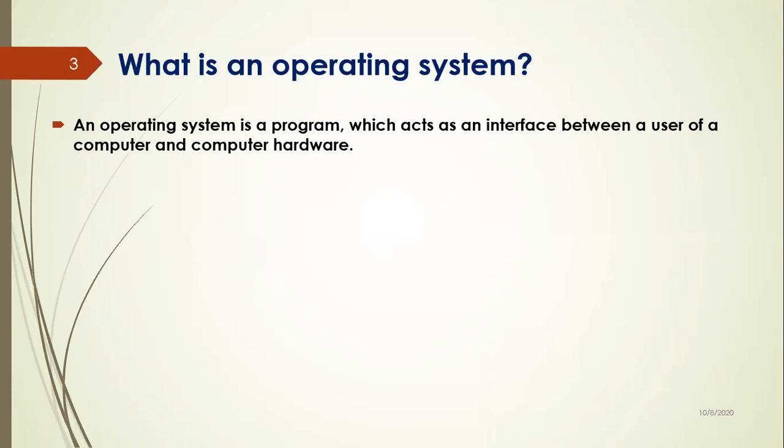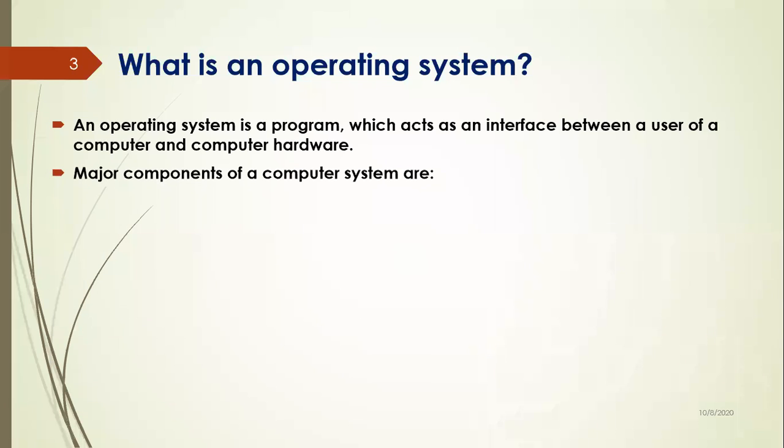Now, operating system is nothing but a program which acts as an interface between the user of a computer and the computer hardware. Means if we have the computer hardware, then we have to install the operating system. Then and only then we can make use of that hardware.